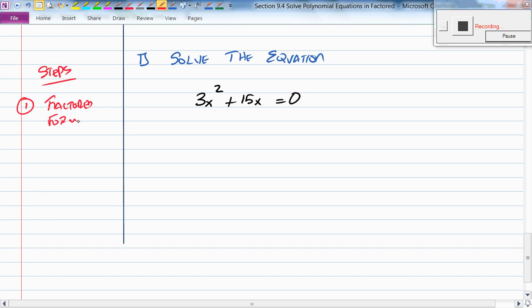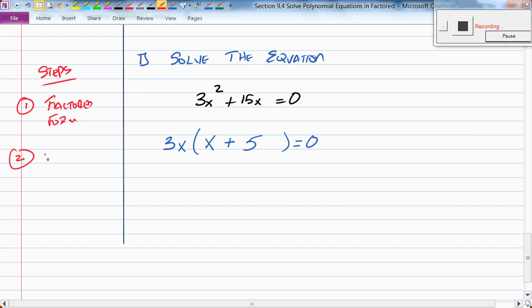So let's get this into factored form. Okay, take a look at the numbers. 3 and 15. What's the greatest common factor that can be factored out? A 3. Very good. Take a look at x squared and x. What's the greatest one you can pull out of both? An x. Very good. What's that leave us with? 3x times what gives me 3x squared? 1x. Very good. Plus 3x times what gives me 15x? 5. Very good. And it still equals 0. So we got into factored form.